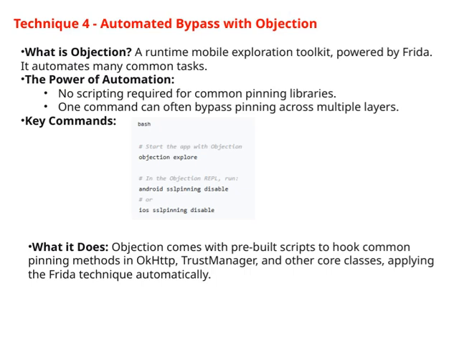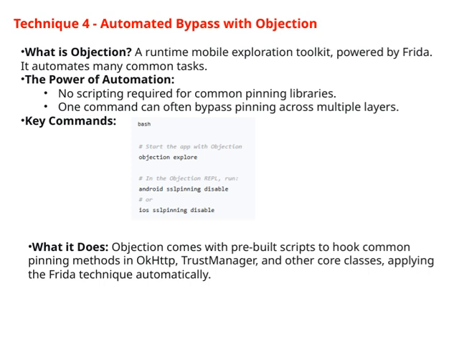So, what does Objection actually do? Well, it comes with pre-built scripts that help you quickly hook into common pinning methods used in OkHttp, TrustManager, and other core classes. Essentially, it automates the application of the Frida technique, making the process much smoother.